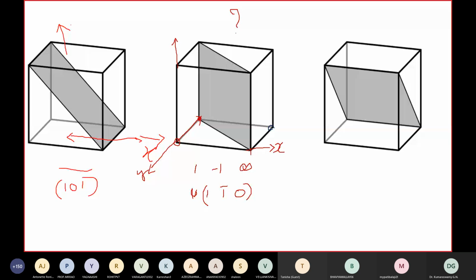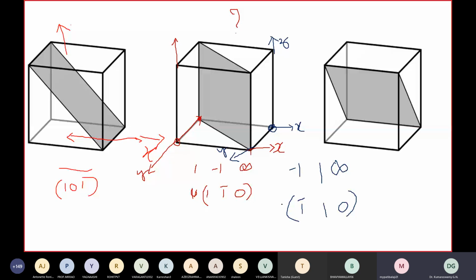Okay. This is z-axis. This is y-axis. In this case, it cuts x-axis at minus 1, y-axis at plus 1, that is 1b, z-axis at infinity. So take the reciprocal and represent it. When you take the reciprocal, this becomes minus 1, this becomes 1, this becomes 0.